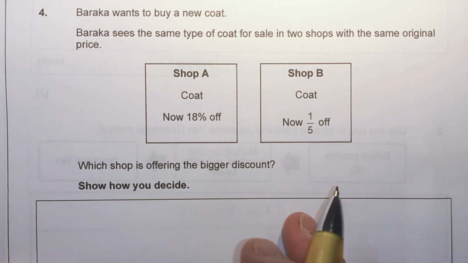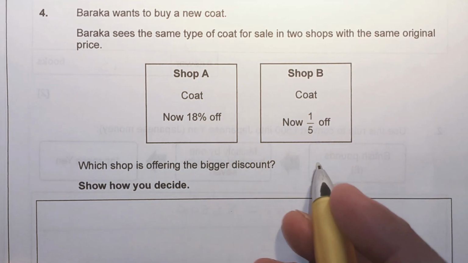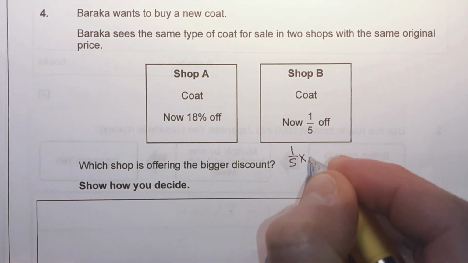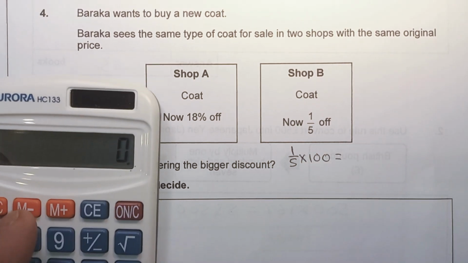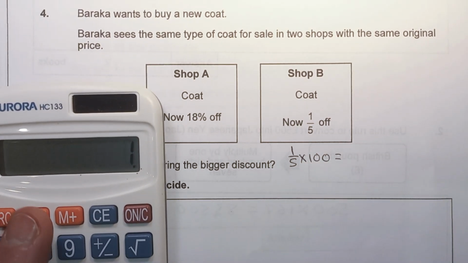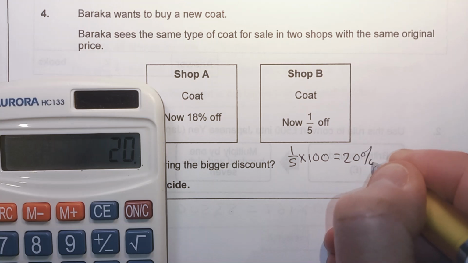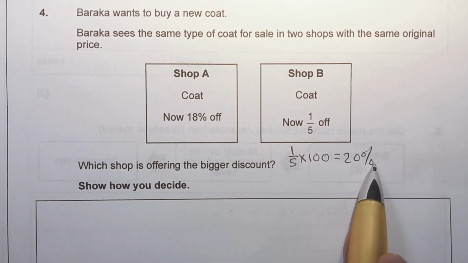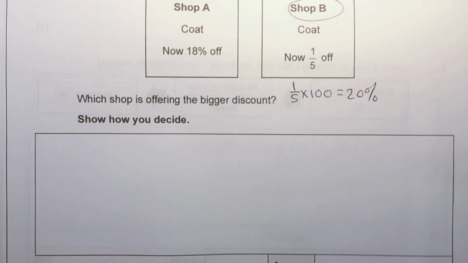We want to get them both in the same type of units, really. So what we can do is convert the fraction into a percentage. And the way we do that is we do the 1/5, multiply it by 100. So 1/5 literally means 1 divided by 5. We then multiply it by 100, and we get 20%. So the bigger discount is going to be the bigger percentage, which is this one. So we want shop B.